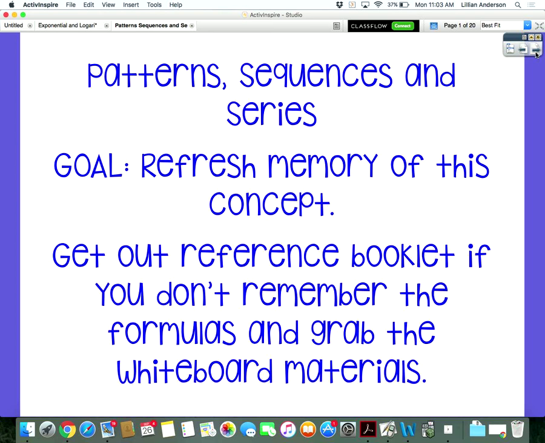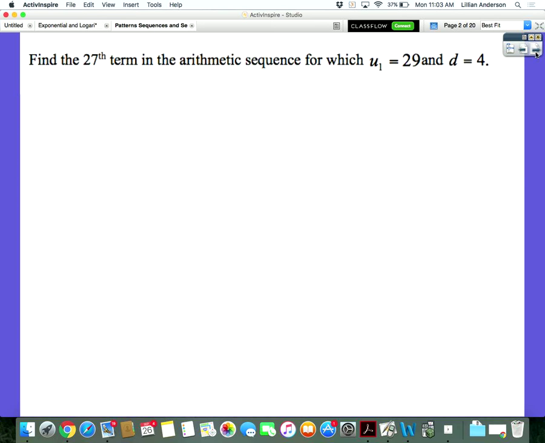There's also the binomial expansion things that we're also dealing with as well, but we'll get to that when we get there, okay? So this first one, find the 27th term of the arithmetic sequence for which U1 equals 29 and D equals 4. So you guys are working on this, right? You're done? Okay, then let me see your answer.